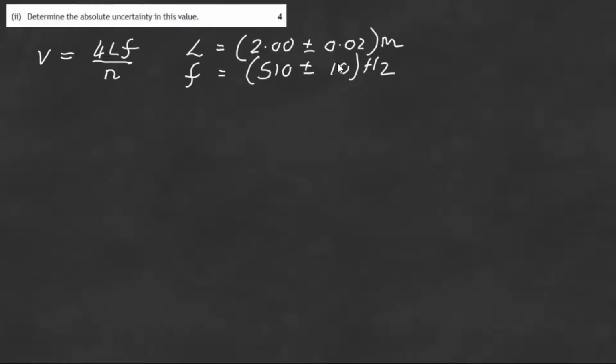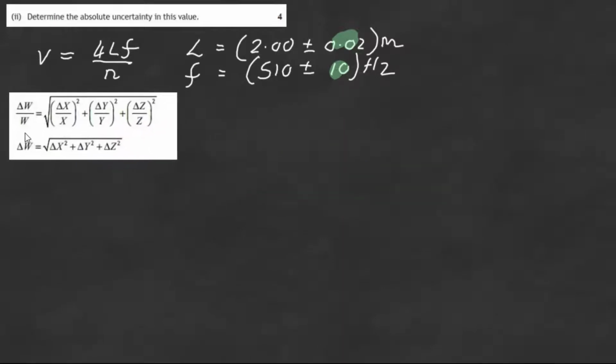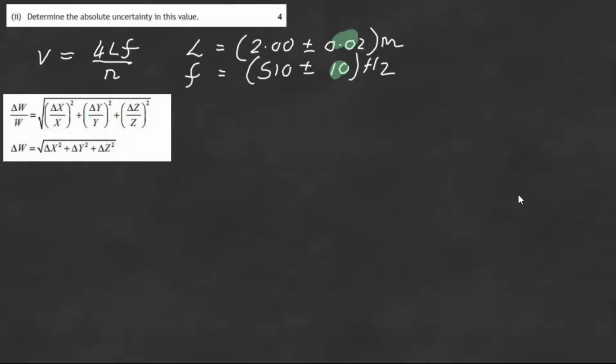So here we have the absolute uncertainties and we've got the values, so we can go to our data sheet, our relationship sheet, and look up how we combine uncertainties together when they're in a product. As you know, L and f are in the product here, and we can use the fractional uncertainties. We can change things round to give us the following.